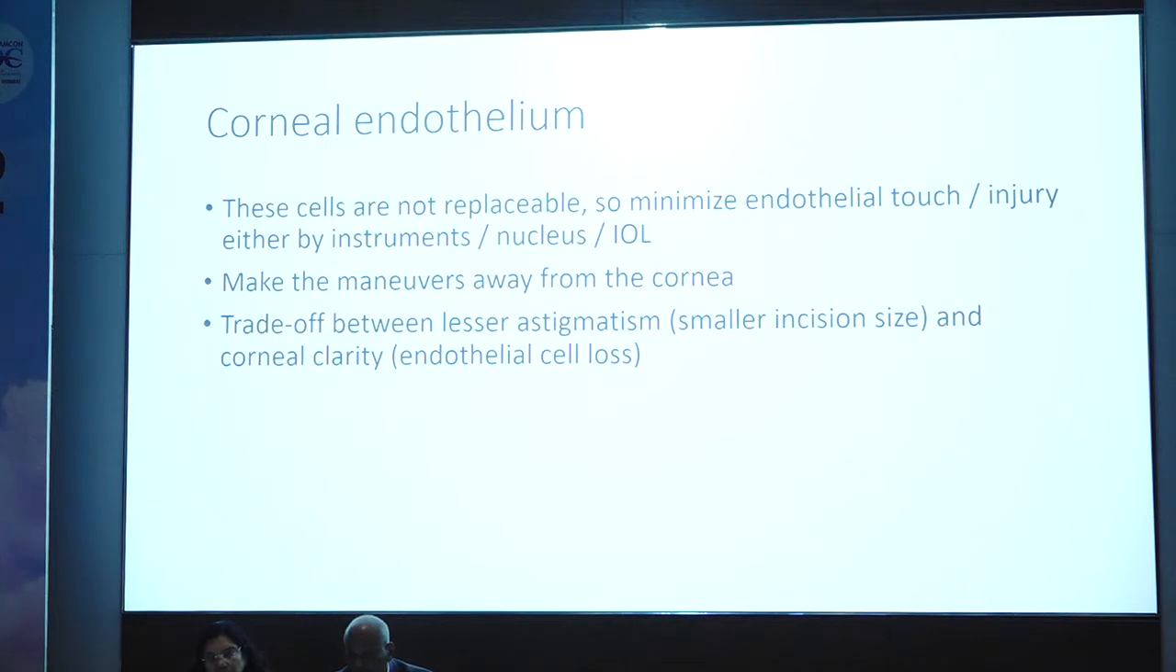loss. We may make a very small tunnel and we may get the nucleus out, and we are very happy that the astigmatism is less. But 2 years, 3 years down the line, if we do the specular microscopy of these patients, their endothelial cell counts have fallen down. So it's not worth it.